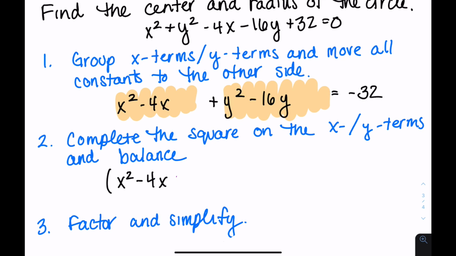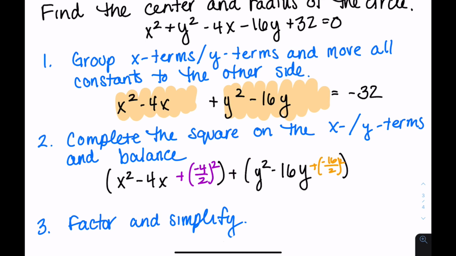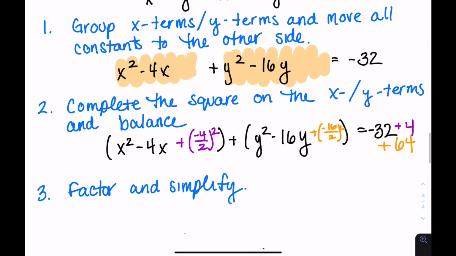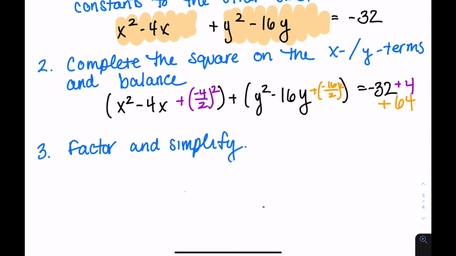For the x, we need to add (negative 4 over 2) squared. On the y, we need to add (negative 16 over 2) squared. So really, negative 4 over 2 is negative 2. Squared gives you 4, so you're really adding 4 to the left. 16 over 2 is 8. Squared is 64, so you're really adding 64. What I've added to the left, I now have to add to the right.